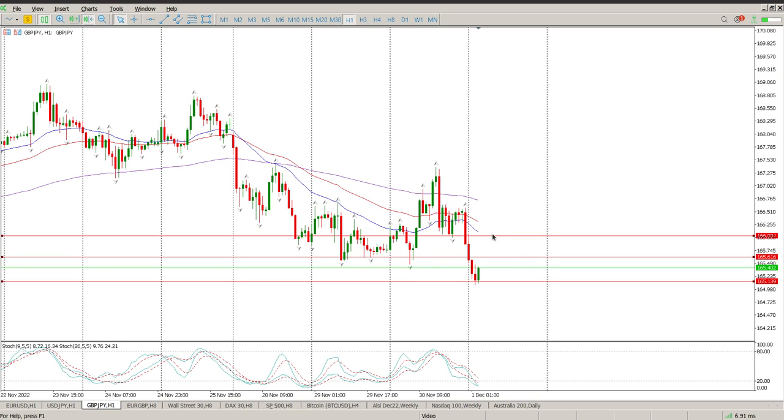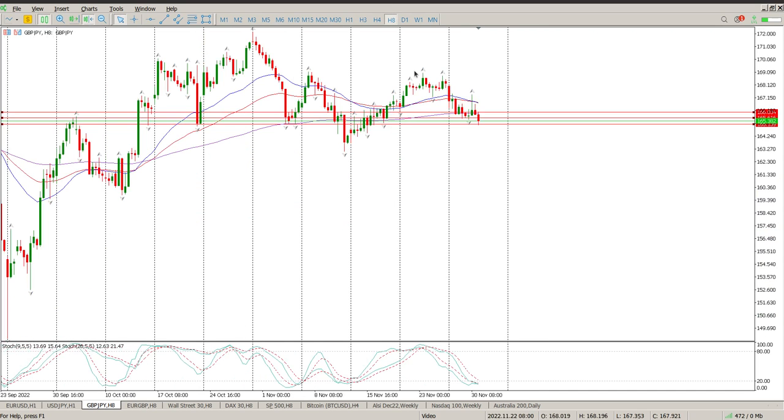So a pullback up here to 166.034 would get me short, and then I'd also be watching 165.616. If we reject that area, then we're also looking for a short. This 165.139 is fairly strong. You can see this goes back to early October, and look at how we have used this as support. So a breakthrough of 165.139 is going to open the floodgates lower. So just pay attention to that.